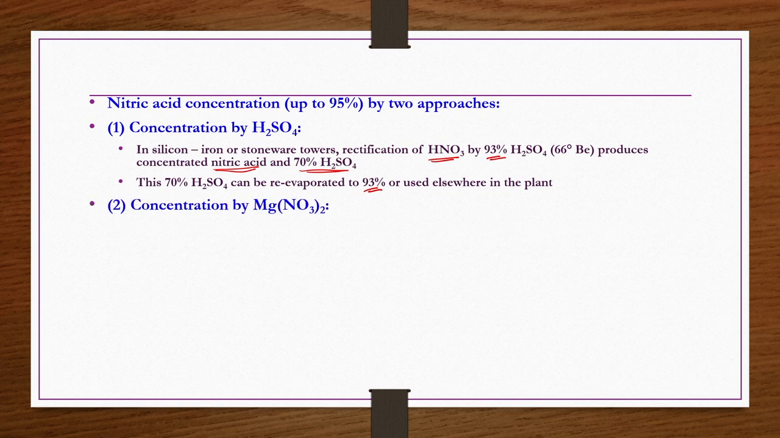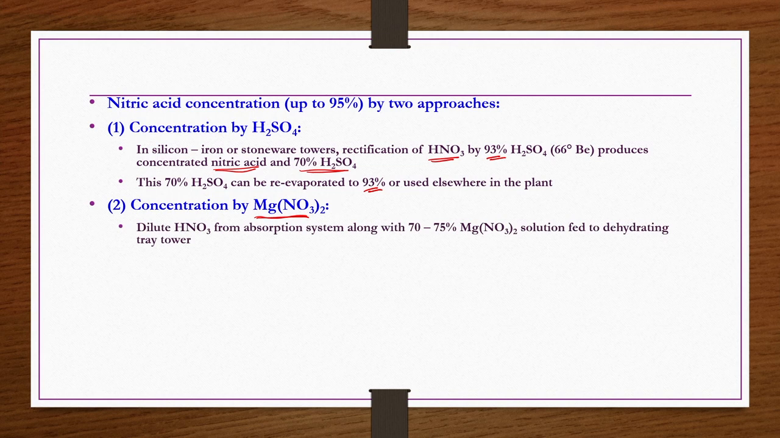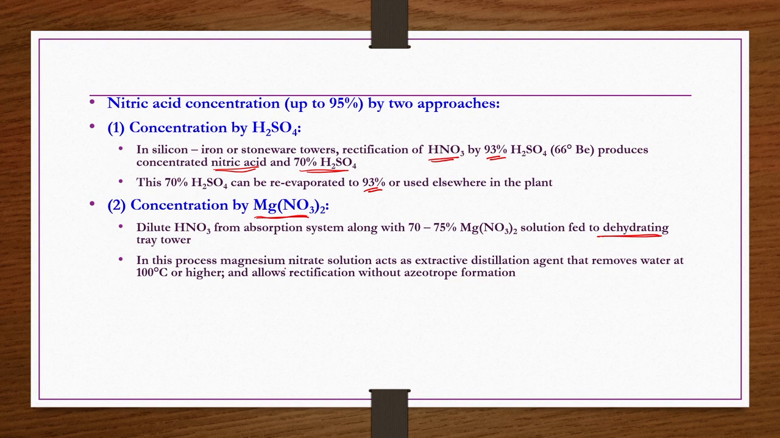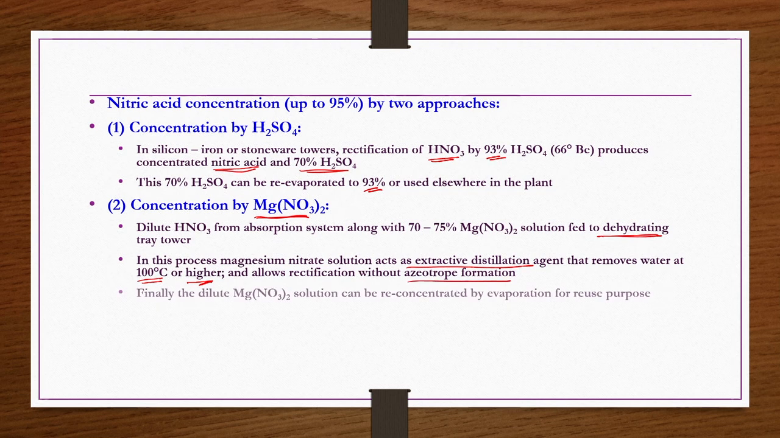The other method is concentration by magnesium nitrate solution. Here, magnesium nitrate solution and dilute acid from the absorption tower are fed to a dehydrating tray tower. In this process, the magnesium nitrate solution acts as an extractive distillation agent that removes water at 100 degrees centigrade or higher and allows rectification without azeotrope formation. Finally, the dilute magnesium nitrate solution can be reconcentrated by evaporation for reuse.